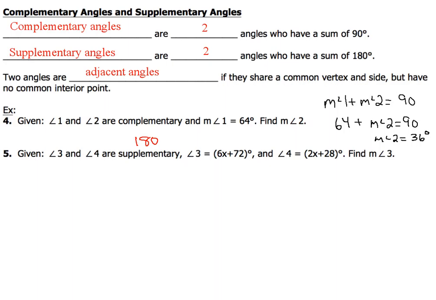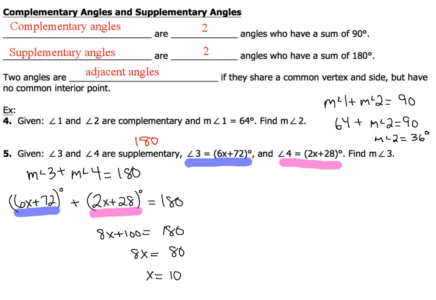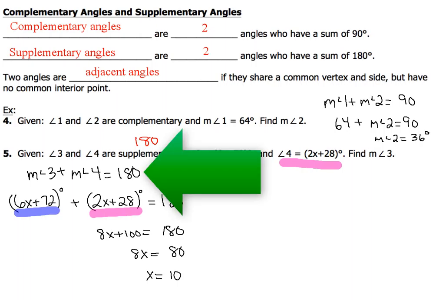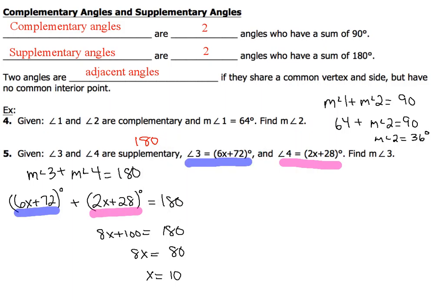So if you think you understand how to set this equation up, go ahead and do that by hitting pause and then continue playing the video to see if you set it up correctly. Here's what it would look like. The first line of our equation is going to be taking the measure of angle 3 plus measure of angle 4 and setting it equal to 180.